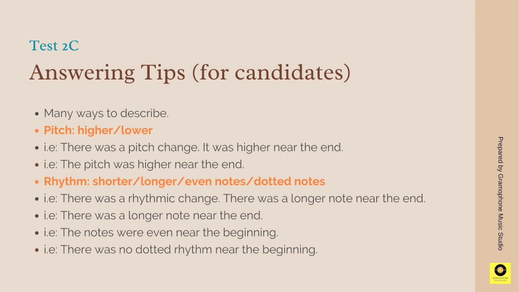As for rhythm, it can be shorter, longer, even notes or dotted notes. For example, you can describe there was a rhythmic change, there was a longer note near the end, or the notes were even near the beginning, or there was no dotted rhythm near the beginning.